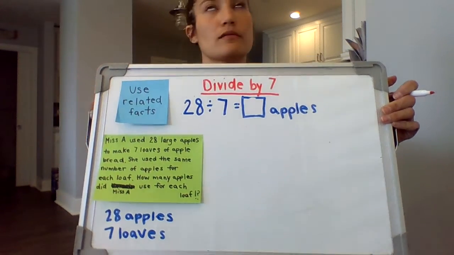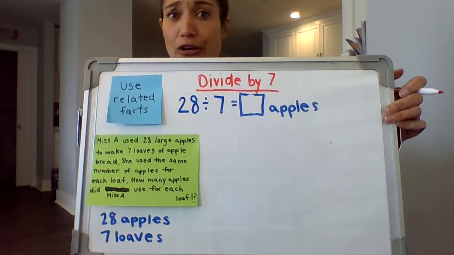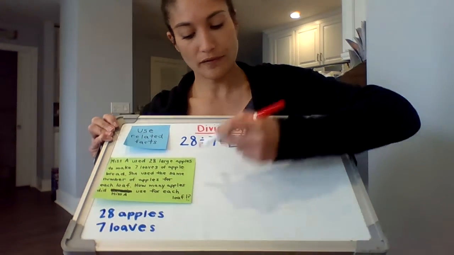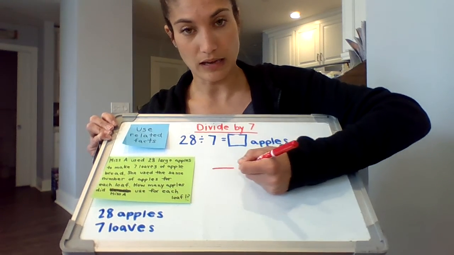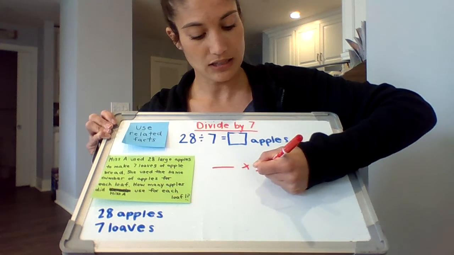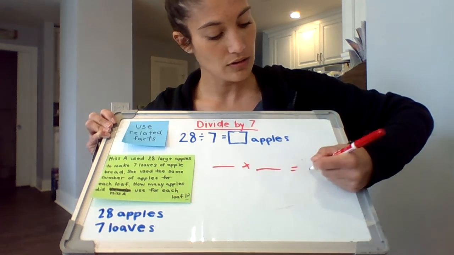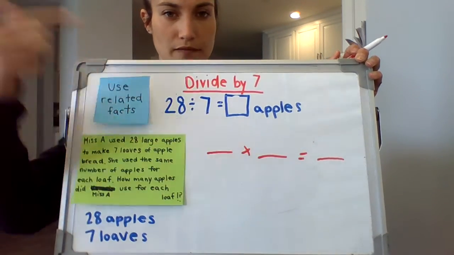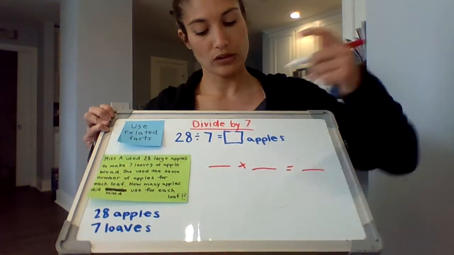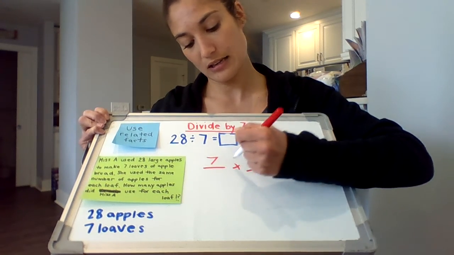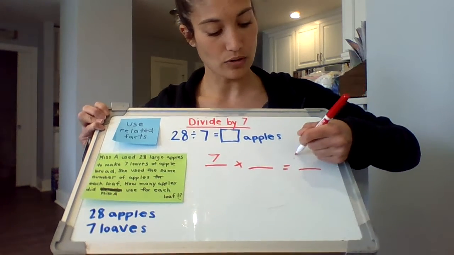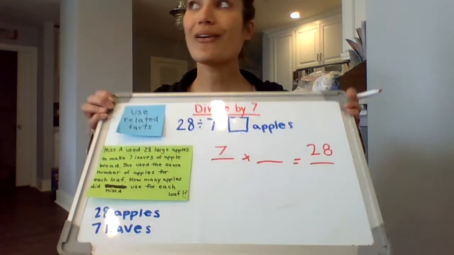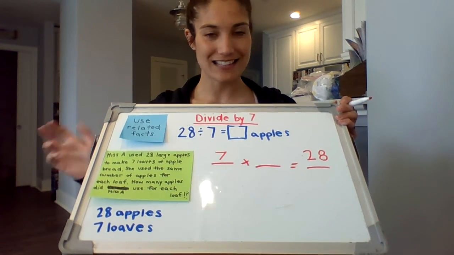This time, I want to use my related facts. If I don't know 28 divided by 7, I can think, but I am really good at my multiplication. So let me figure this out using multiplication. If I have a multiplication sentence, we have one factor times another factor, and it equals our product. Let's fill in our multiplication sentence with the information we do know. Now, we know it's going to be 7 times something, and it needs to equal 28.